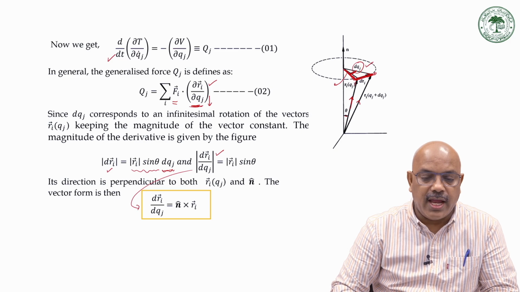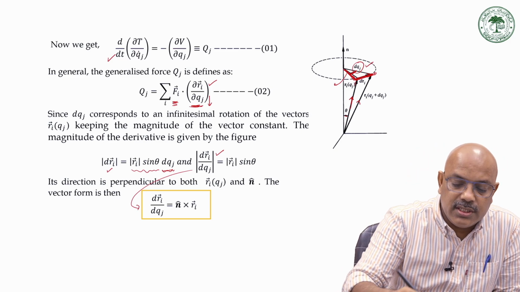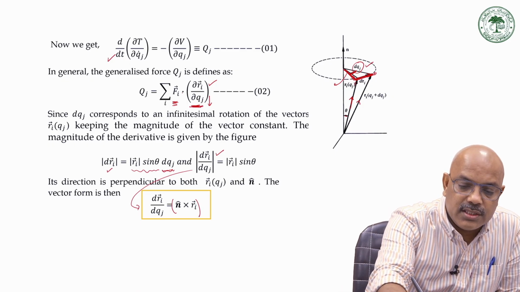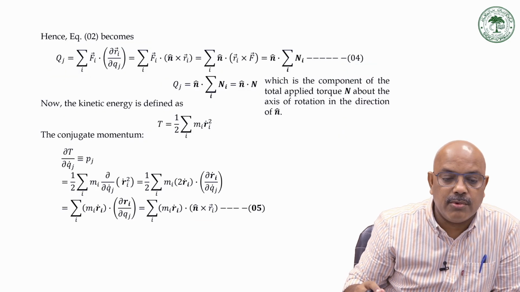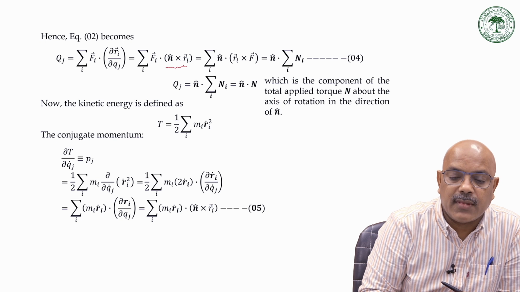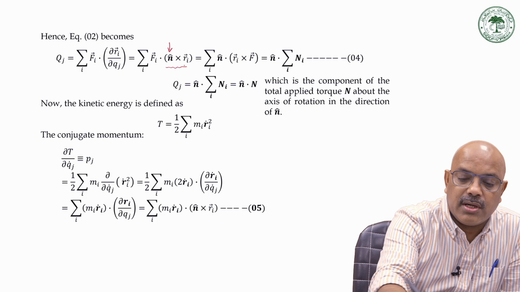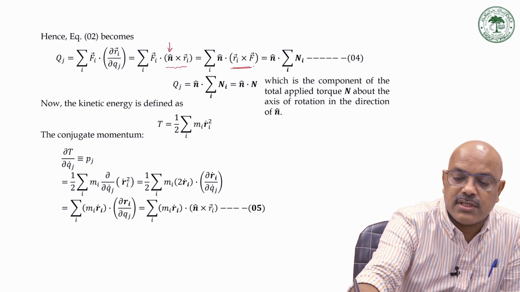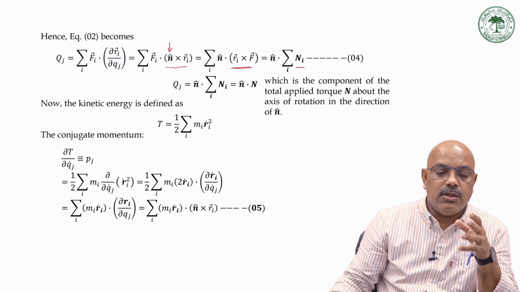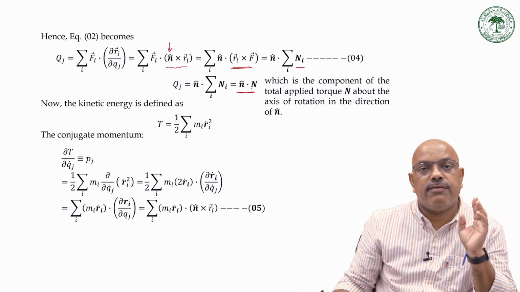Next, if I move on, I have to find what Qj is. If I put n cross Ri into here with this F dot, then because n is a unit vector, I can take it outside, and this becomes n dot r cross F, and r cross F is nothing but the torque. So Qj is the torque acting in the direction of n.